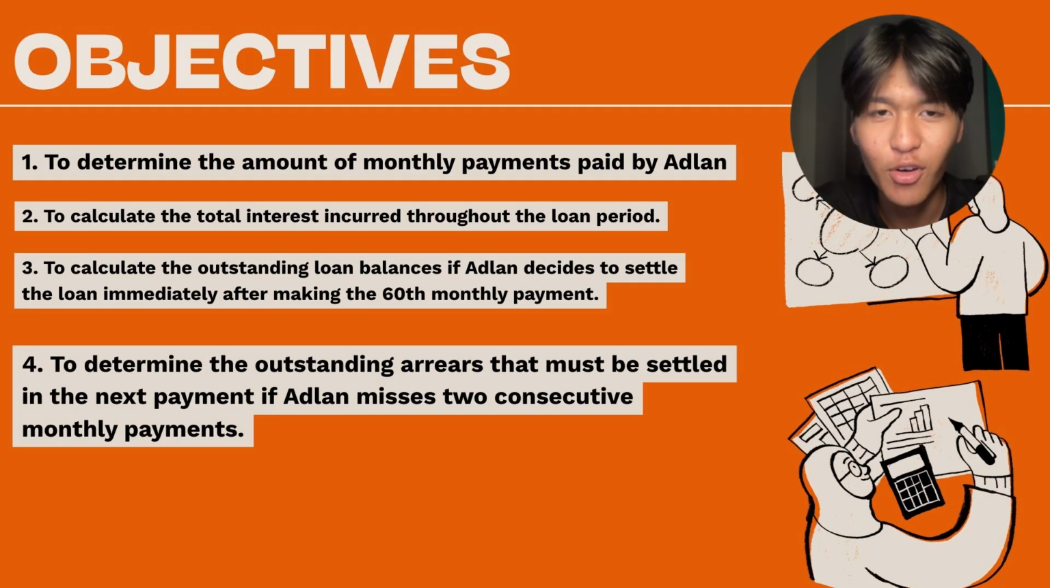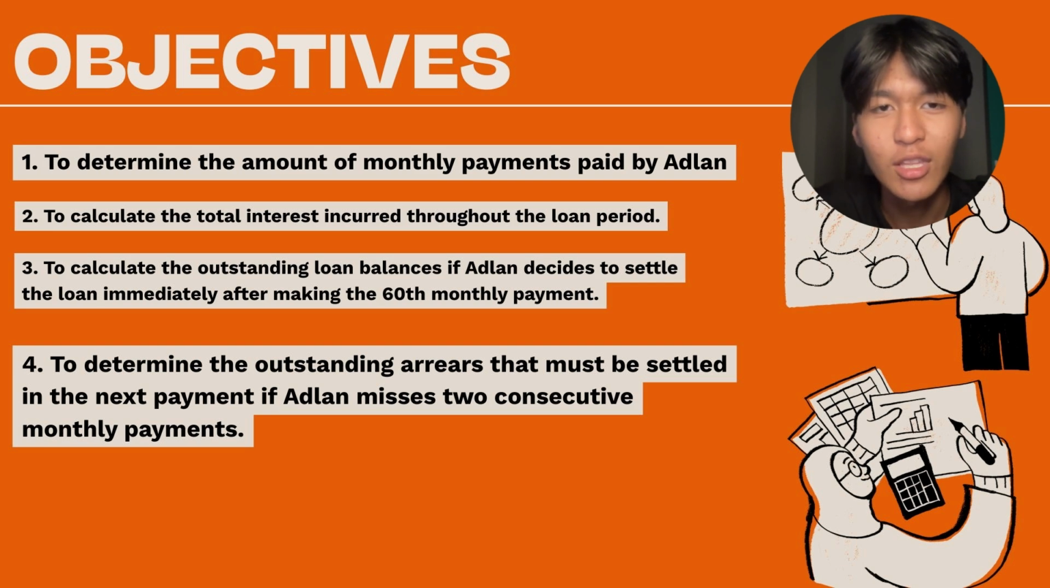Next is the objective for case study 2. First is to determine the amount of monthly payment paid by Adlan. Second is to calculate the total interest incurred throughout the loan period. The third objective is to calculate the outstanding loan balance if Adlan decides to settle the loan immediately after making the 60th monthly payment.